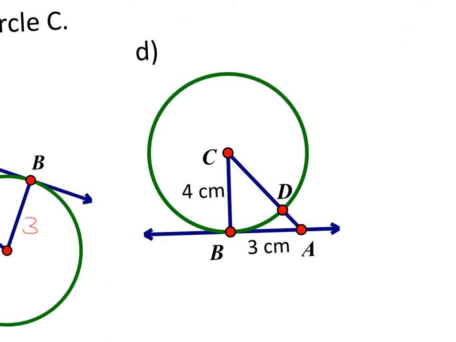This last problem, we have a right triangle because of the tangent. So we have a 3, 4, 5 triangle. That hypotenuse is 5. The radius is 4. So the distance from D to A is 1. 5 minus 4 is 1.